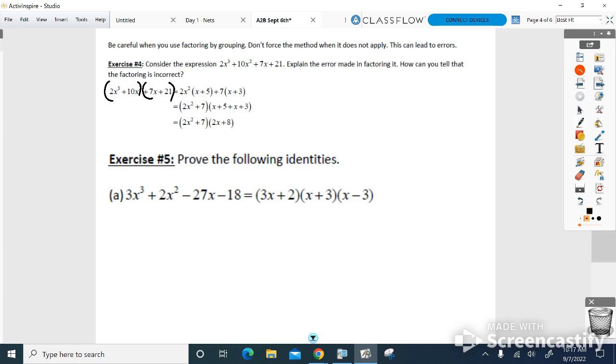Should they have taken a 7 out of the second grouping? What would you have taken out here? A 7, right? And been left with x plus 3. So this first line doesn't look bad. They just grouped them, took a GCF out, and wrote what was left.